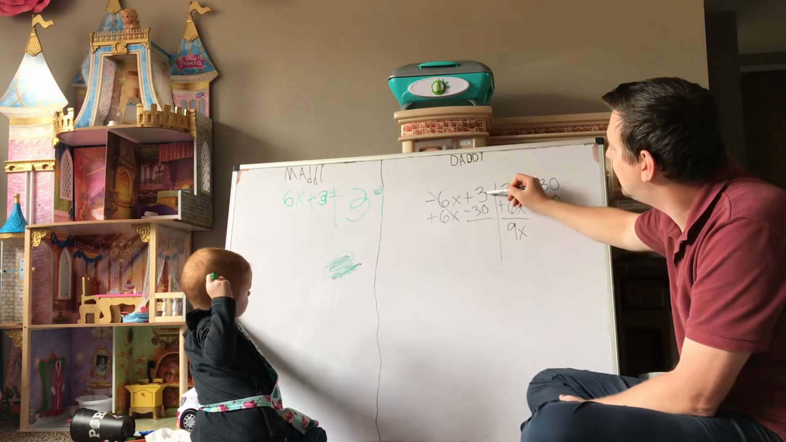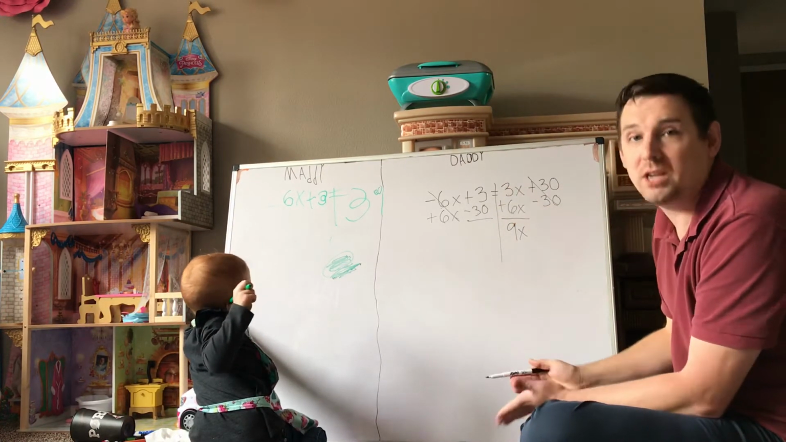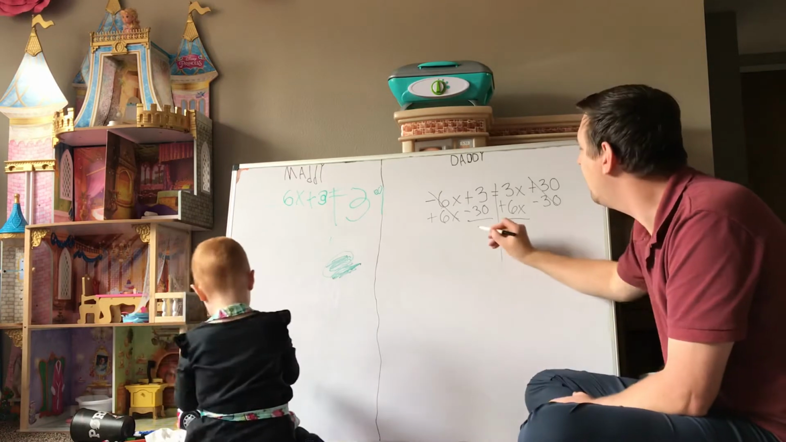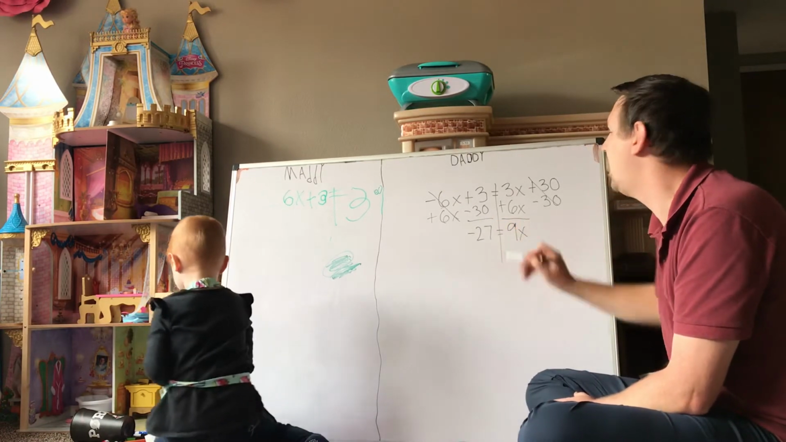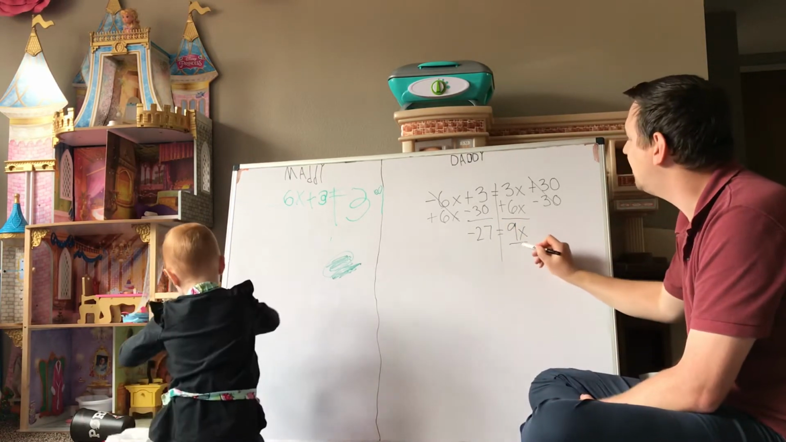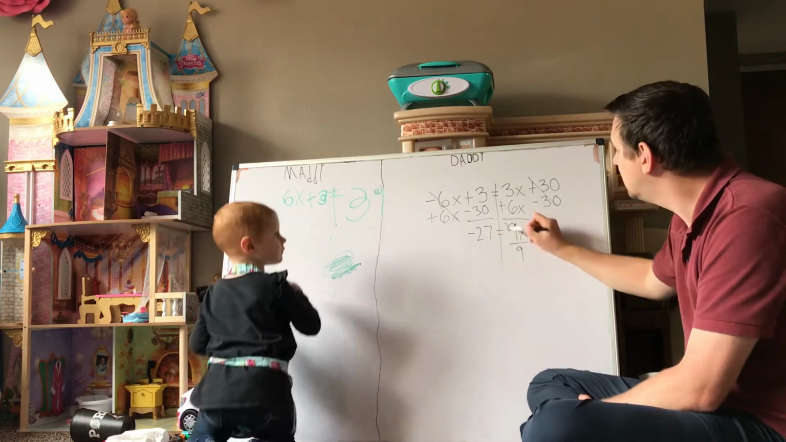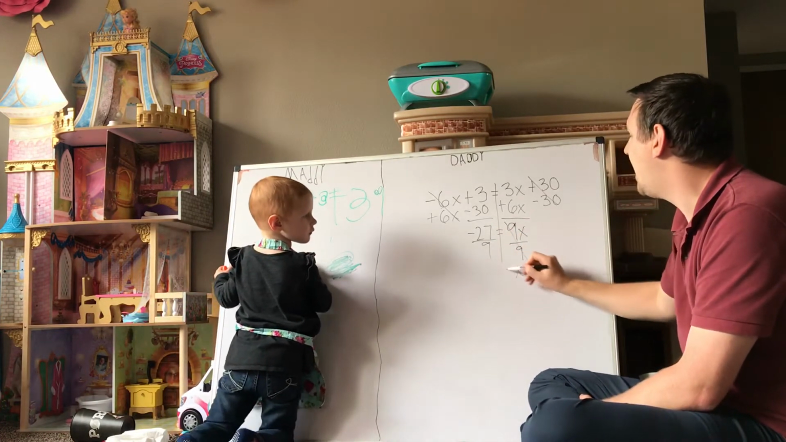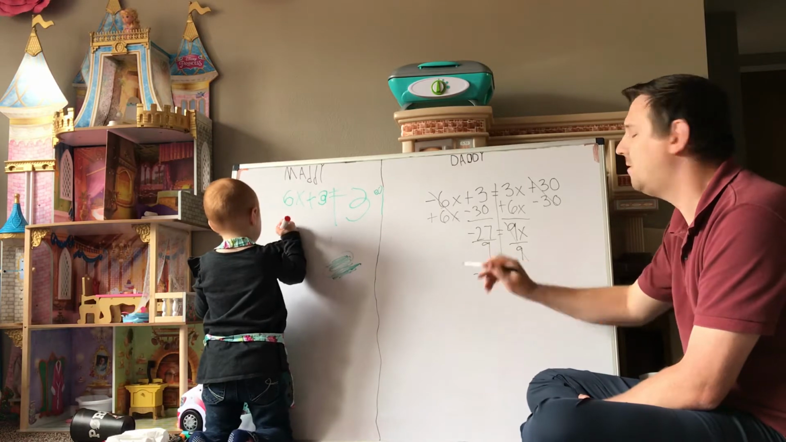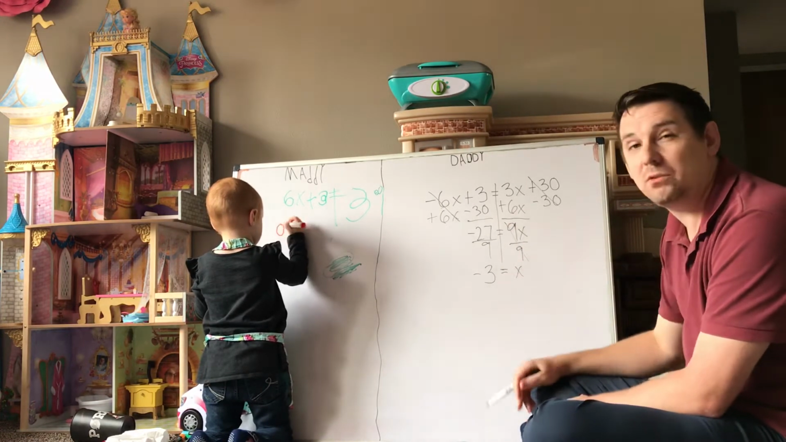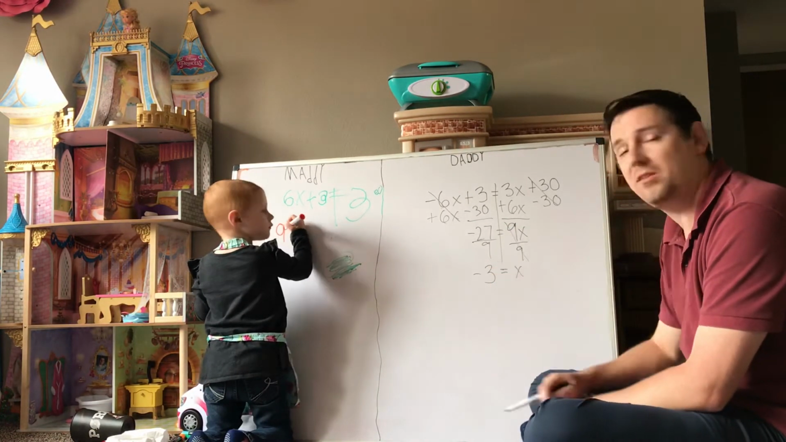What's there more of? Positive 3's or take away 30's? Take away 30's. How many more are there? 27 more negatives. Then we're going to divide by 9 on both sides. X equals negative 3. 9 goes into 27 3 times. One of them's negative, so it's a negative answer.